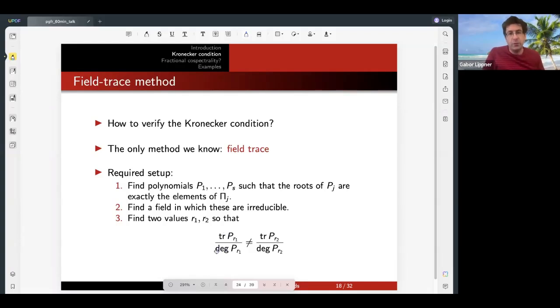Once I'm able to find such polynomials, and I'm able to show that they're irreducible, and then I can compute two of these trace over degrees, and they're different, then I win. And I basically can conclude that this graph has a pretty good fractional revival for that subset which generated my partition.